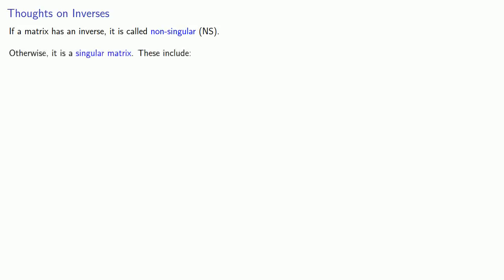So let's introduce a couple of terms here. If a matrix has an inverse, it's called a non-singular matrix. Otherwise, it's a singular matrix. And these automatically include any non-square matrix. They also include any square matrix that doesn't have an inverse.